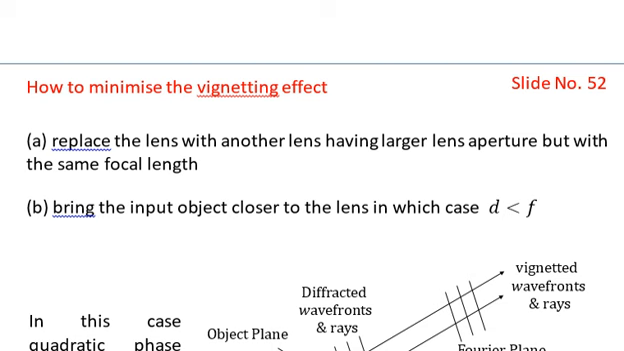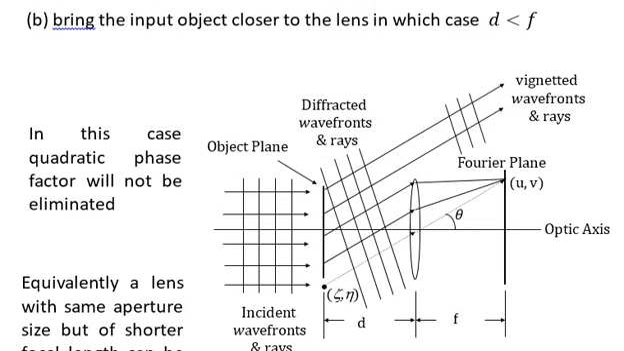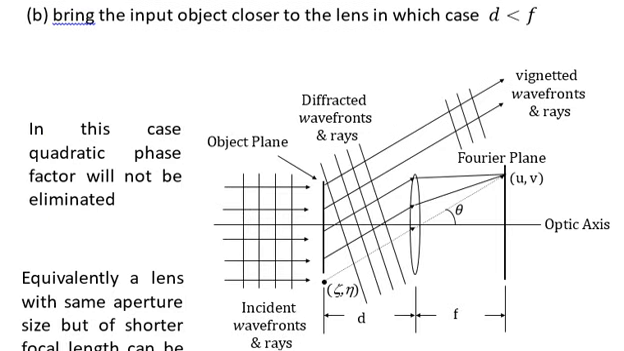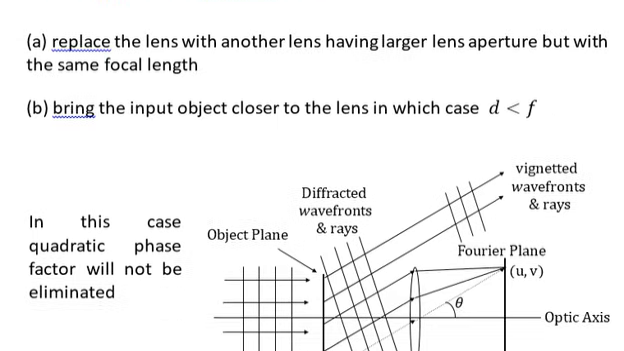So let's read some more things. How to minimize this vignetting effect? Number one, replace the lens with another lens having a larger lens aperture but with the same focal length. So if you replace this lens with another lens having the same focal length but with a larger diameter, you can capture some of the vignetted wave fronts and you can focus them at the UV point.